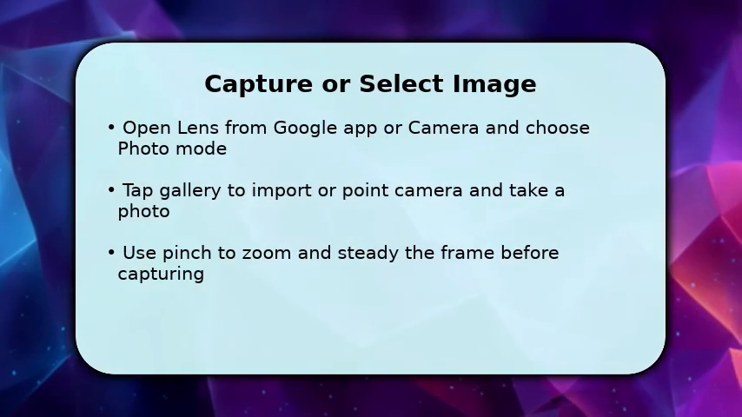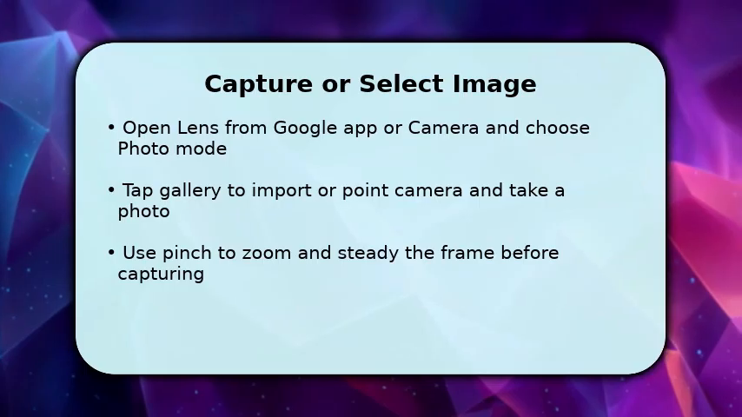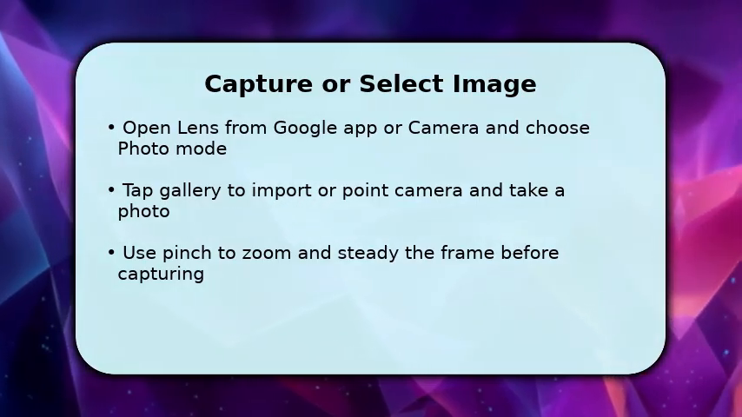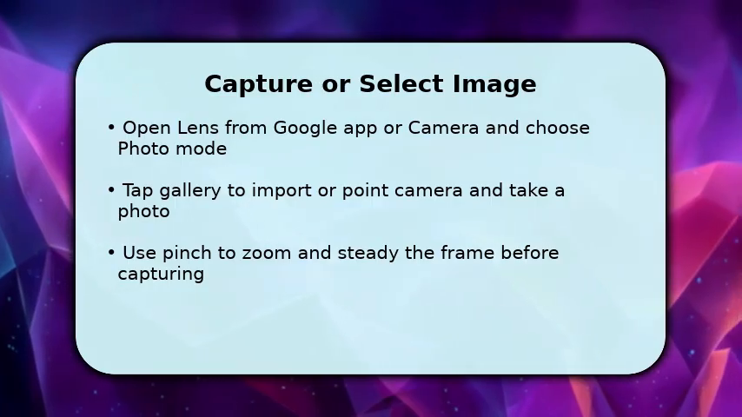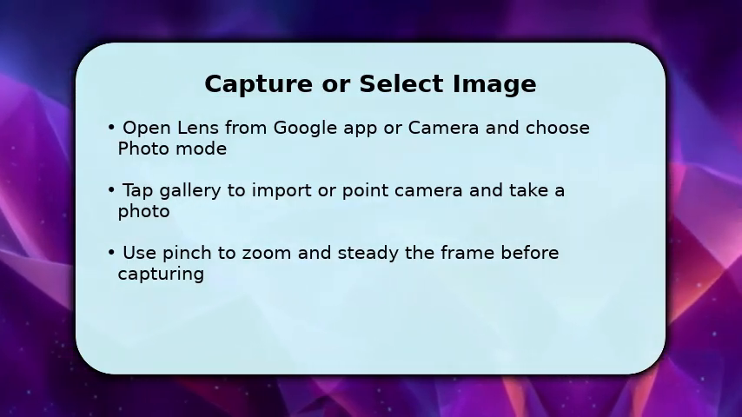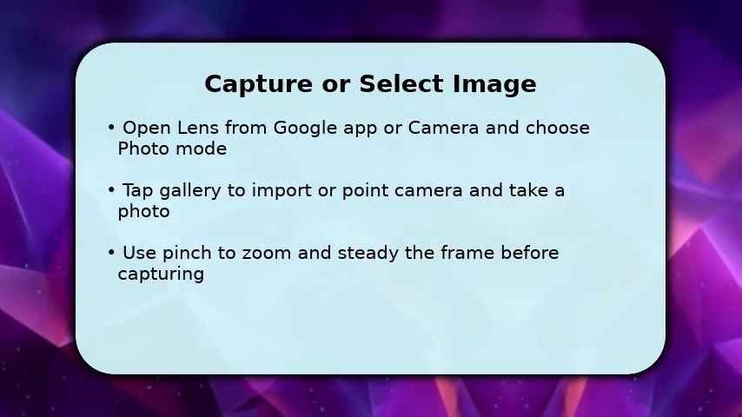Now you perform the core action. Get the image you'll circle. Open Lens, then either tap the gallery icon to import a photo or switch to the camera and take a clean shot. Once the image is loaded, use pinch gestures to zoom in on the area of interest and steady your hand for clarity. You want a focus subject so Lens can identify details.